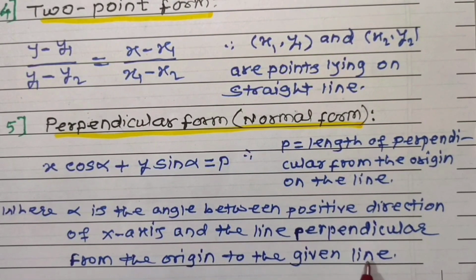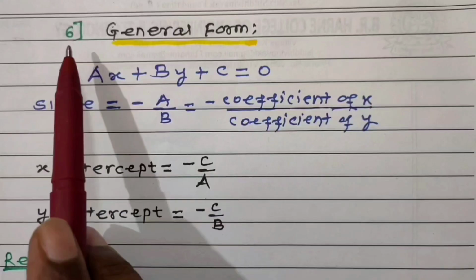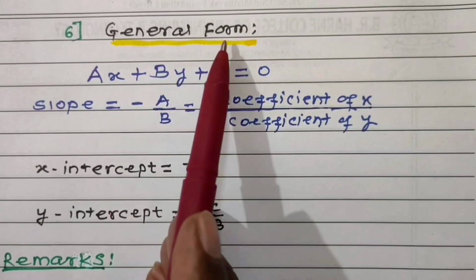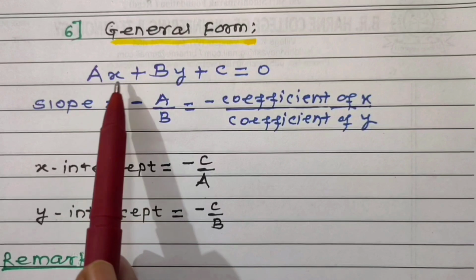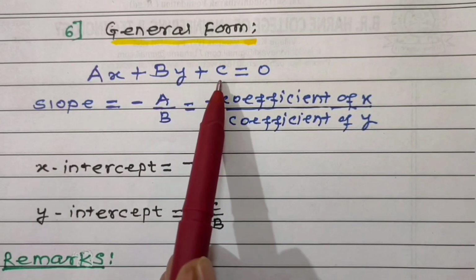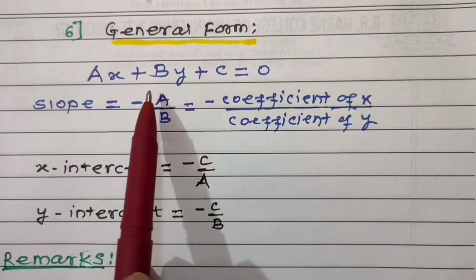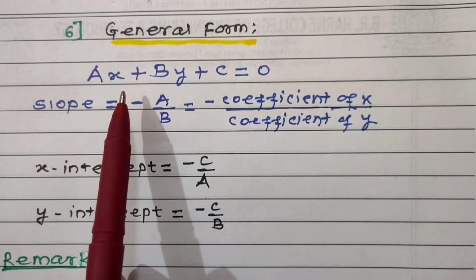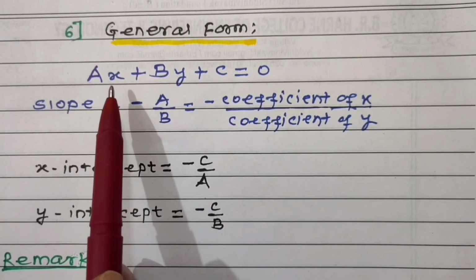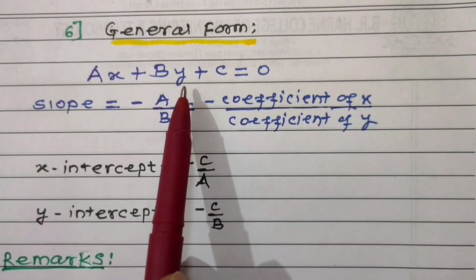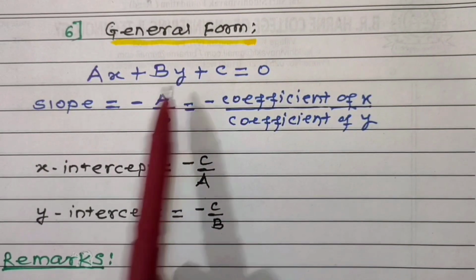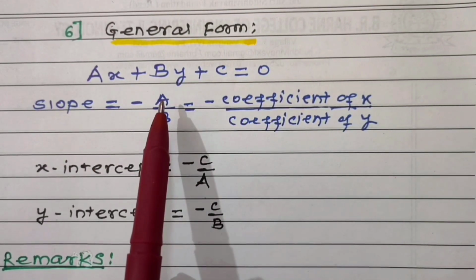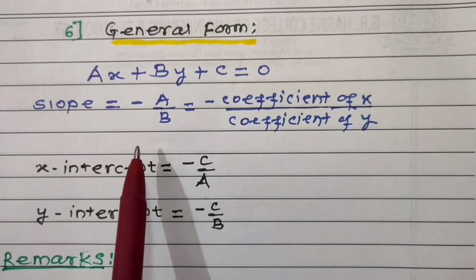to the given line. Okay, next form is form number 6, general form, which is given by ax plus by plus c is equal to 0. This form is very important form. Here every equation of straight line you can express in terms of general form, and then easily you can find its slope and intercepts of that line with x-axis and with y-axis.